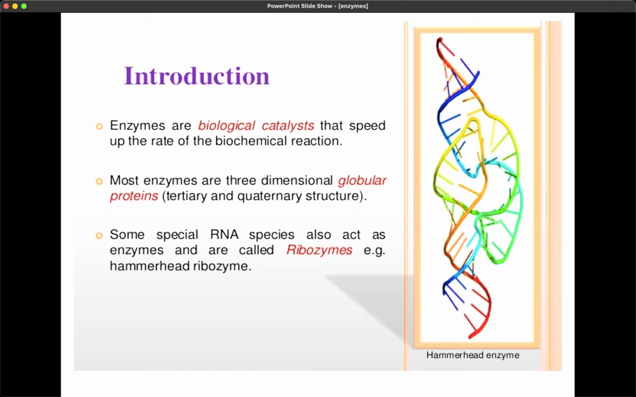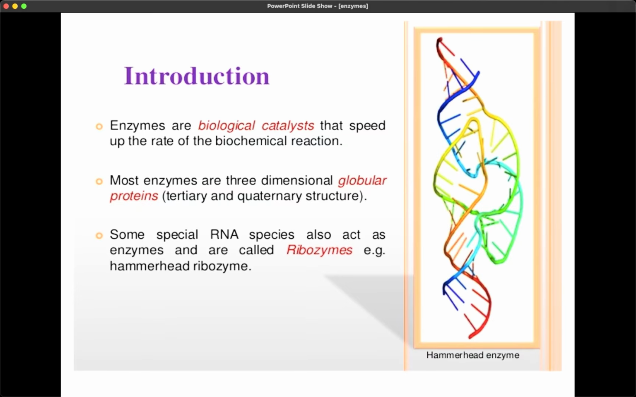Okay, so we know it is a biological catalyst and it has the main function of speeding up the rate of the biochemical reactions it is involved in, and it's basically proteins. All enzymes are basically proteins, and it is a 3D structure of proteins that may be a tertiary or quaternary structure. And there are some exceptional cases where things other than proteins are seen acting as enzymes, like in RNA species like ribozymes. There are ribozymes which are made up of RNA instead of proteins, and they also have catalytic or enzymatic functions.